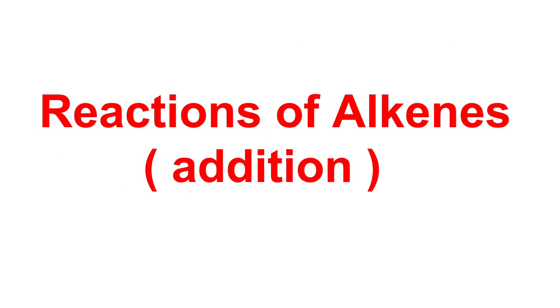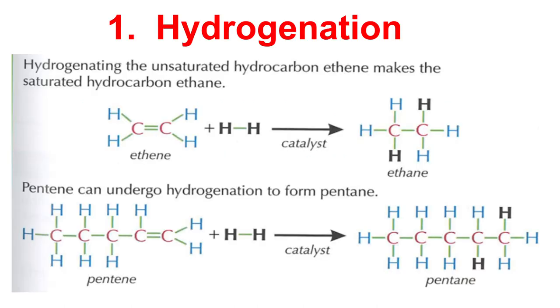So here are the reactions of alkenes, and we're going to talk about addition reactions first. The first one is hydrogenation. You have ethene and you add hydrogen gas with a catalyst and you can make ethane. You have pentene and you add hydrogen gas with a catalyst and you can make pentane. I don't really know why you'd want to do it, given that alkenes are formed from the cracking of alkanes, but you can do it. You just need to be aware.